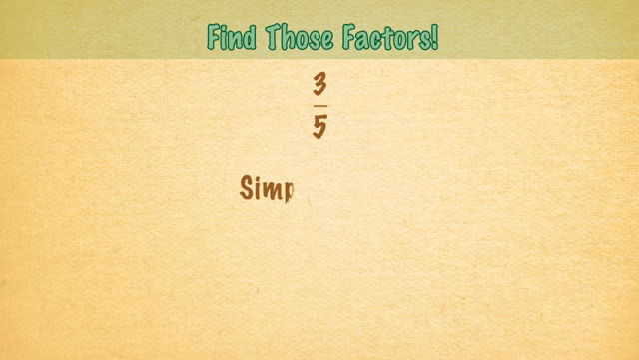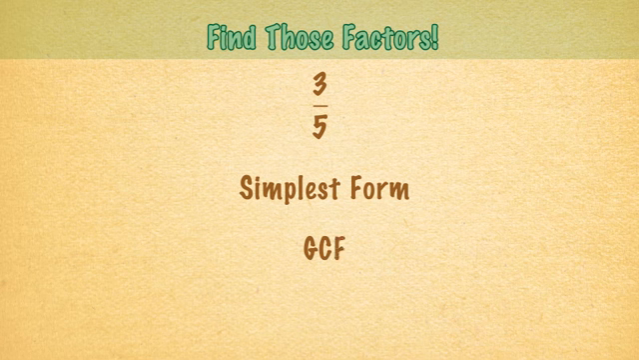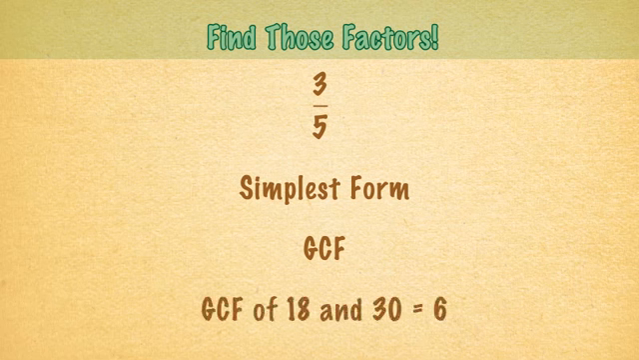You'll notice that 3/5 cannot be simplified or reduced any further. A fraction is said to be in simplest form when the numerator and the denominator have no common factors other than 1. The greatest common factor is the number used to reduce a fraction to its simplest form. In this case, the GCF is 2 times 3, which is 6.